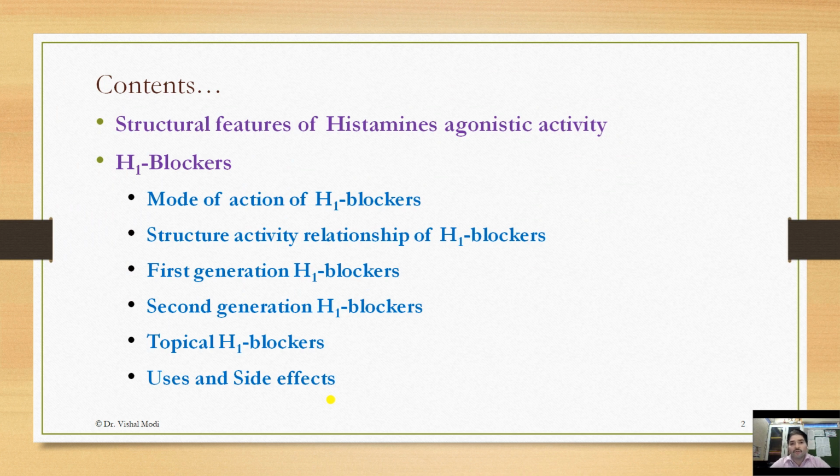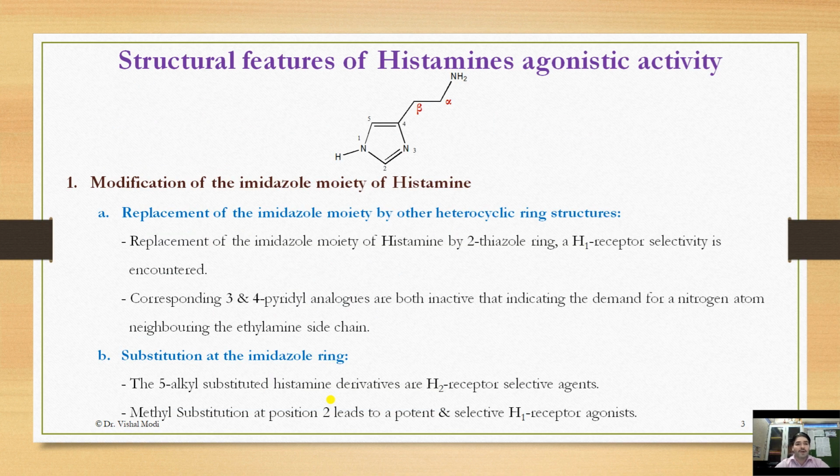In today's lecture, we are going to discuss the structural features of histamine's agonistic activity. Then we'll discuss the H1 blockers: the mode of action of H1 blockers, structure activity relationship of H1 blockers, first generation H1 blockers, second generation H1 blockers, then topical H1 blockers, also called ophthalmic H1 blockers, then use and side effects of the antihistamines. Now, structural features of histamine agonistic activity.